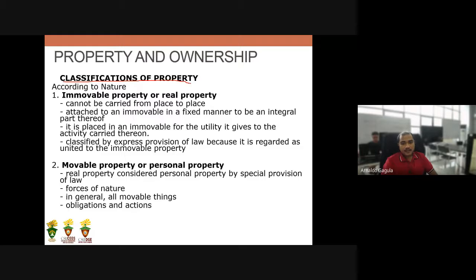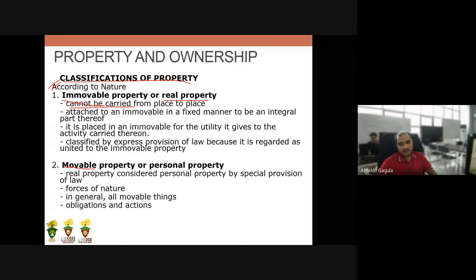Classifications of property. First, according to nature. This classifies property based on whether it is immovable or movable. Immovable property is also called real property. Immovable means it cannot be carried from place to place, attached to an immovable or fixed manner to an integral part thereof. For example, a TV attached to your wall. That's considered immovable property.